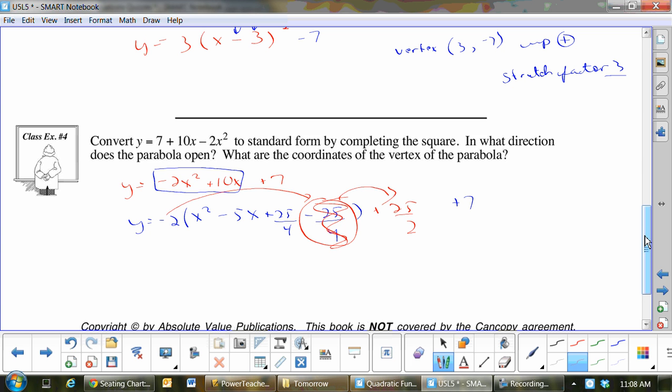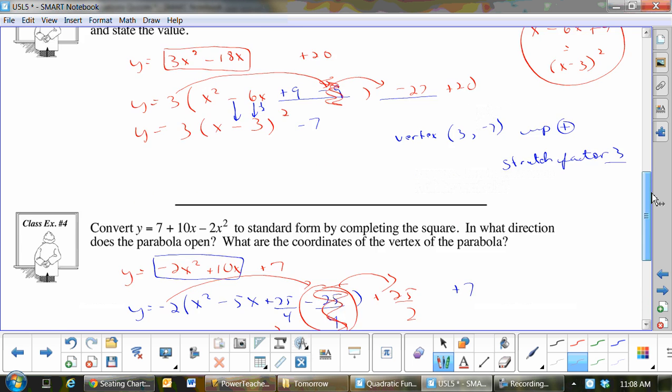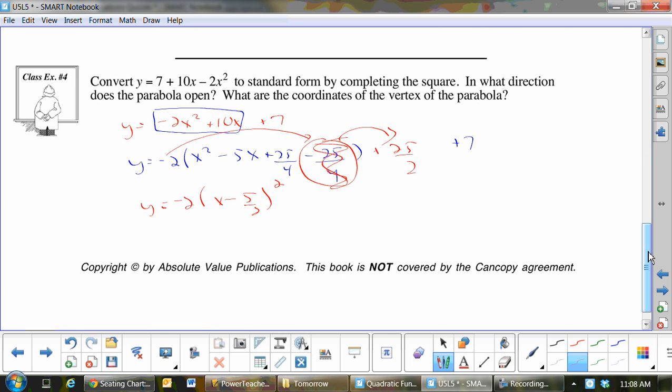Okay? Now, what would be the perfect square? X minus 5 over 2 squared. Don't forget the squared. Did I forget it last time? No. Okay, don't forget the squared. And double check. Same sign. Is that half? Yep, yep. And then 25 over 2 plus 7? Plus 39 over 2.